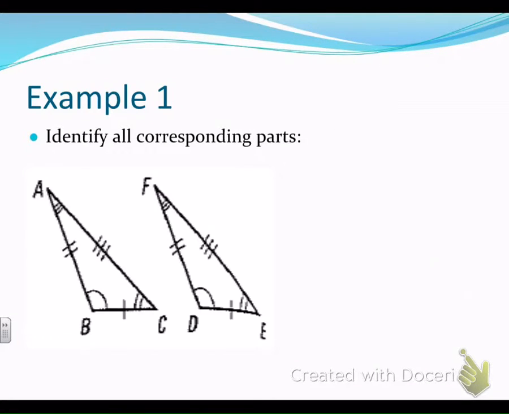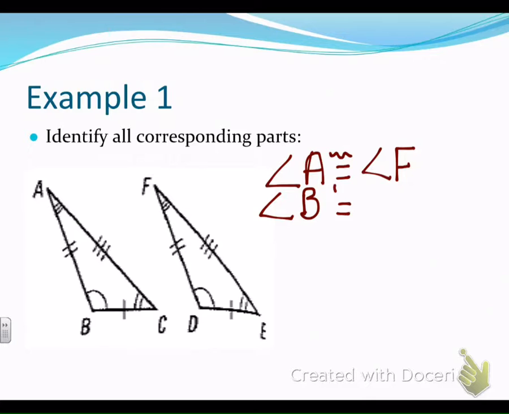Okay, so corresponding parts. Let's start with angles. Angle A is congruent to angle F. Angle B is congruent to angle D. And angle C is congruent to angle E. You can tell by how they are marked. Either they have 1 mark, 2 marks, or 3 marks.